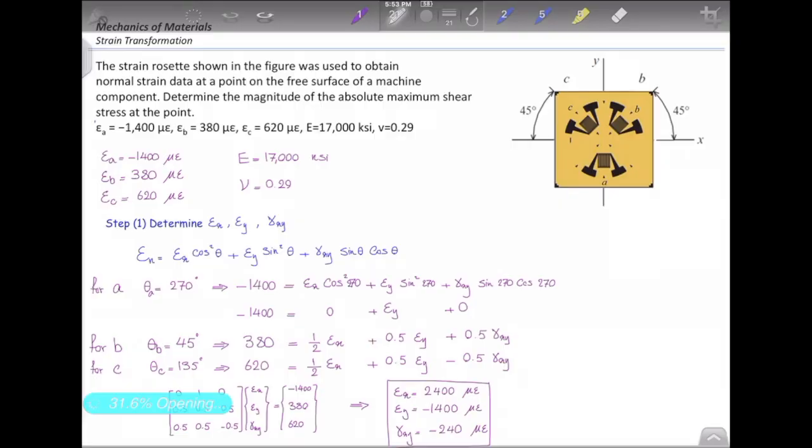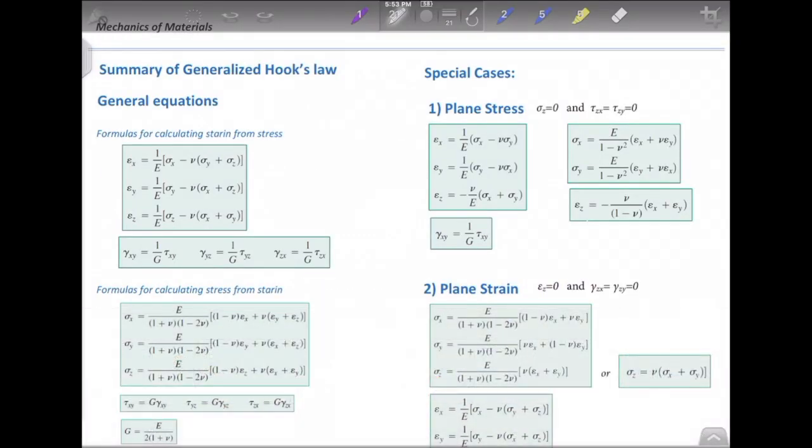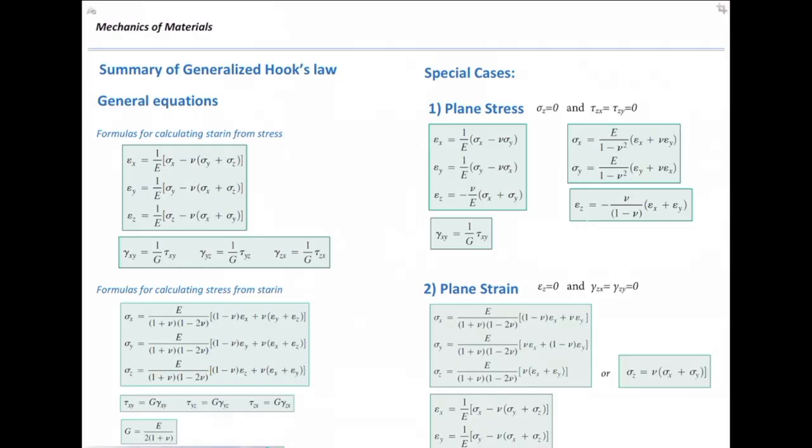So in this page, we can see a summary of all the equations that we need for generalized Hooke's law. Okay? Again, just to remind you, the equations that we see on the left part of this slide are the generalized three-dimensional stress-strain relation.